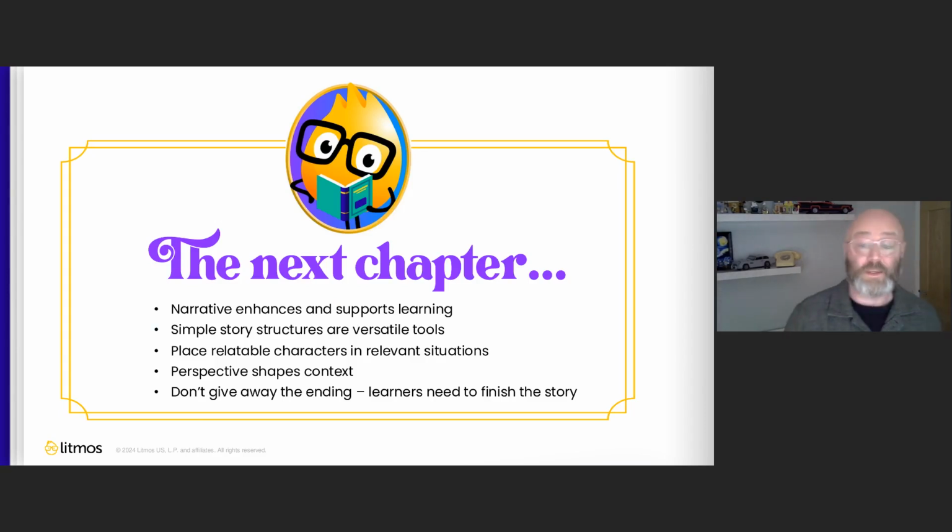So the next chapter for you all is to concentrate on how narrative enhances and supports learning. Focus on simple story structures because they're versatile tools. You can have a very simple story structure, but very versatile outputs. You want to place relatable characters into relevant situations and be aware of how the perspective you're taking shapes the context. And don't give away the ending. Start late, leave early. Learners need to finish the story. Commonly we've got an SME who wants everything included in the course, for instance. Don't give away the ending. The ending needs to be written by the learner. We haven't talked about branching scenarios at any length today, but the idea that you're finishing the story and that the learner's decisions and actions influence the story is a really powerful way to use these techniques in order to make things stick, because stories are sticky.